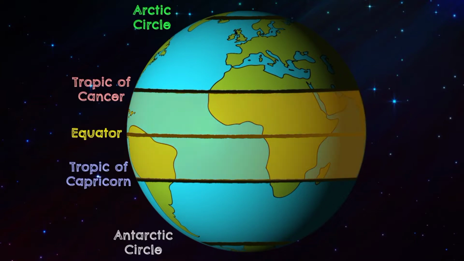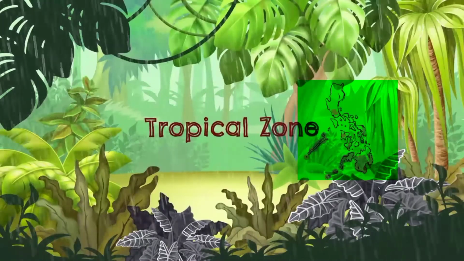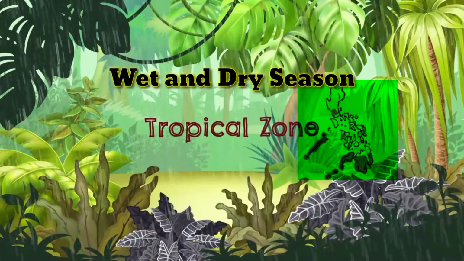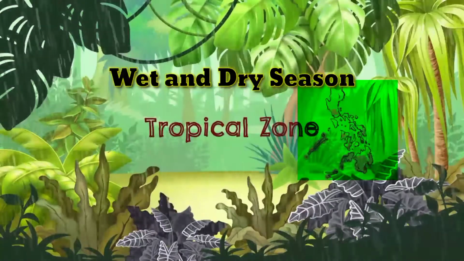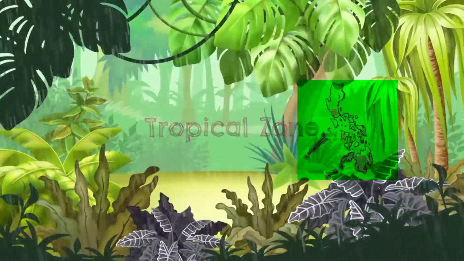zones gets. The area between the two tropics gets the most direct sunlight and it's called the tropical zone. Countries on this area experience two seasons, and the climate here tends to be warm and humid with lots of rains like here in the Philippines.